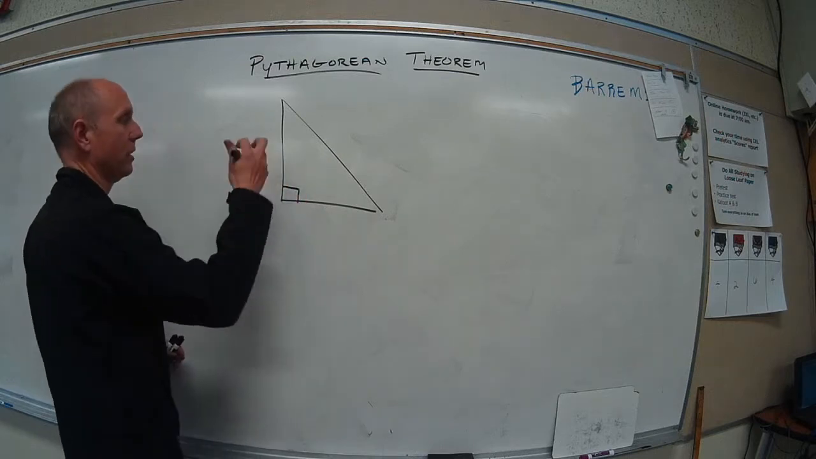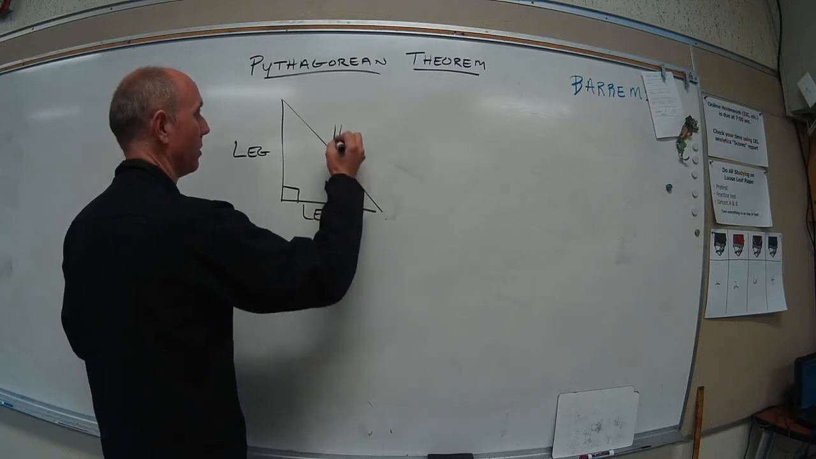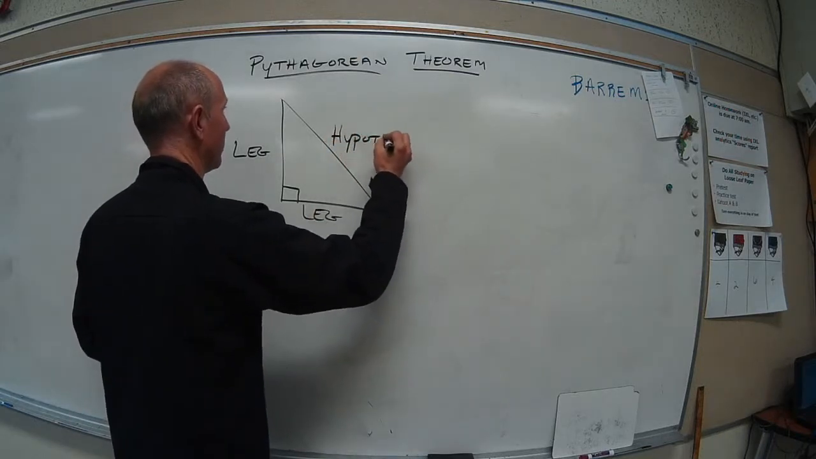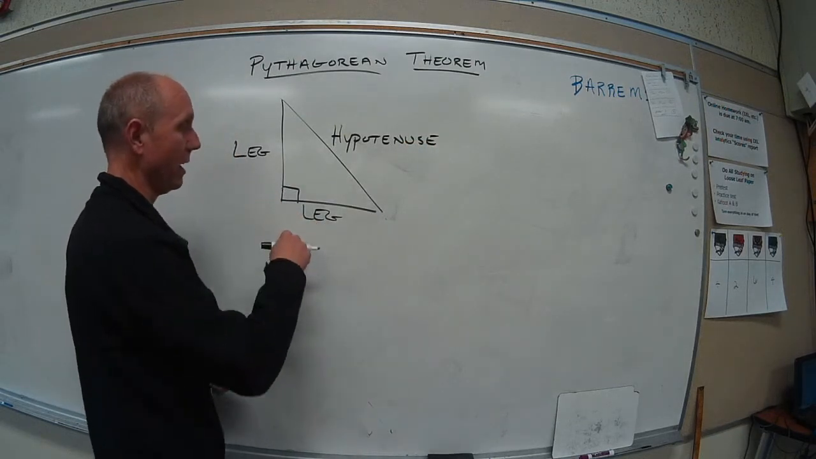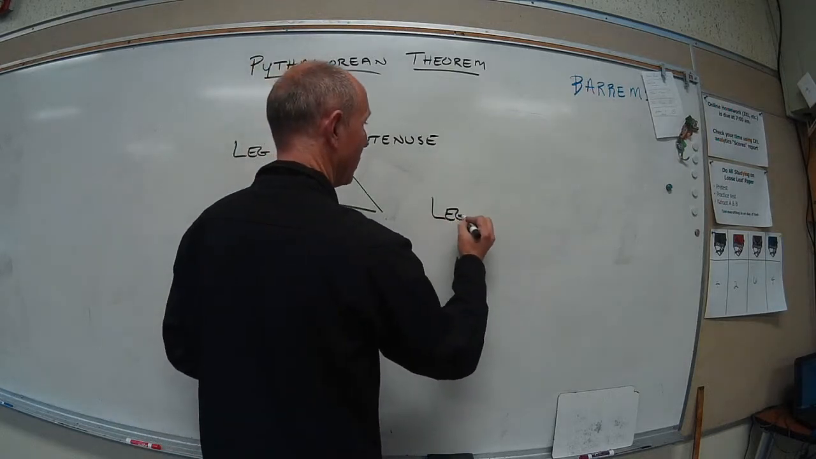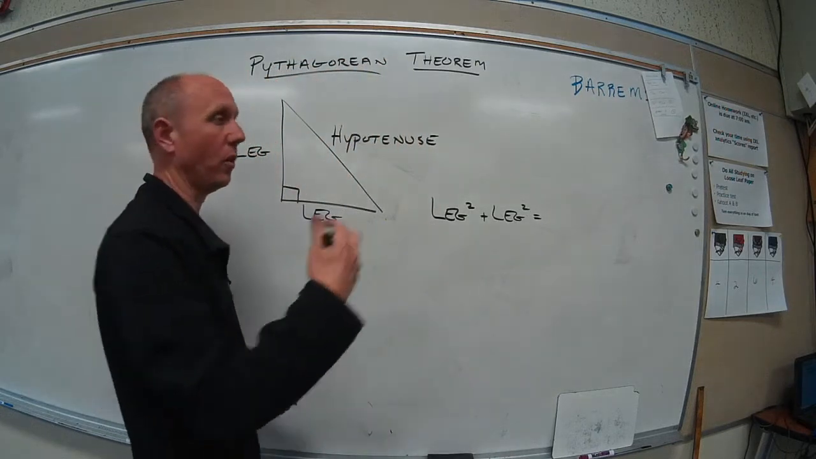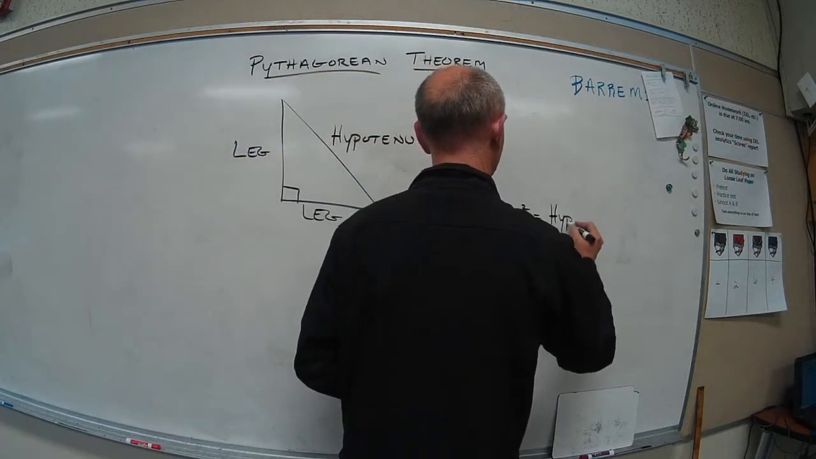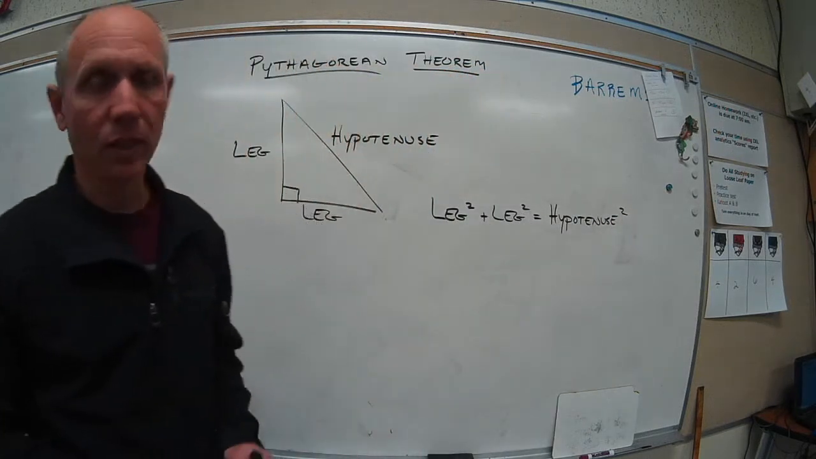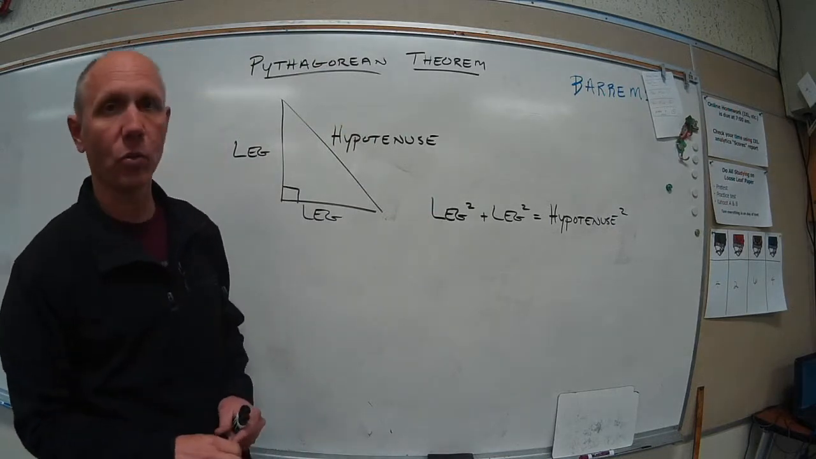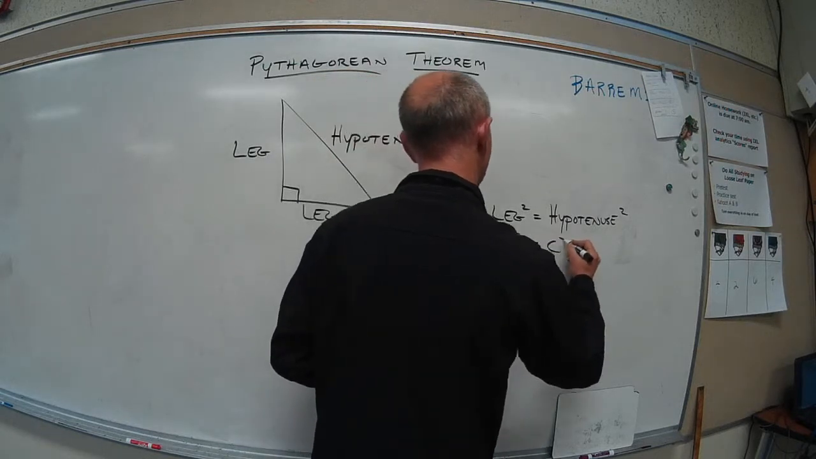So here's a right triangle. This is called a leg. A leg. This is the hypotenuse. And he figured out that if you take the legs and square them, a leg squared plus a leg squared, that would actually equal the hypotenuse squared. So leg squared plus leg squared equals hypotenuse squared. Other classes are going to call it a squared plus b squared equals c squared.